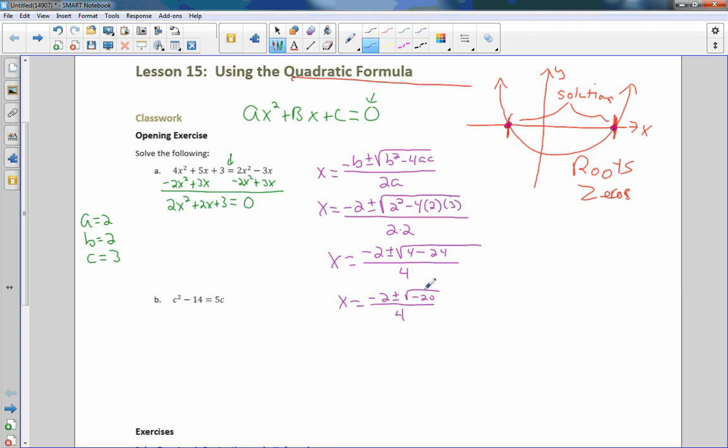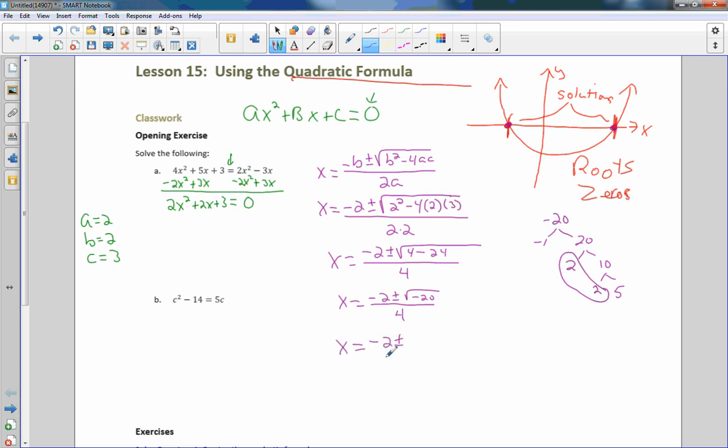Okay, I now need to simplify this radical. So if I have a negative 20, that is negative 1 times 20. 20 is 2 times 10, and 10 is 2 times 5. So whenever I'm looking for perfect squares, I'm looking for something times itself. So 2 times 2 is 4. The square root of 4 is 2, so I can bring that outside.